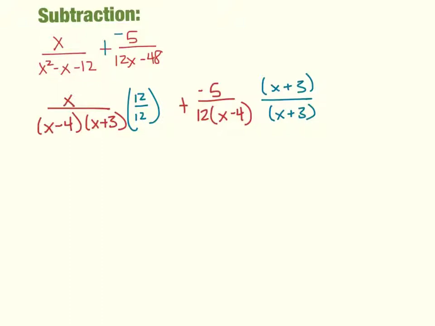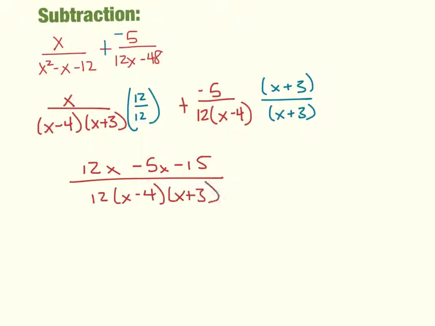Alright, we already know that the denominators are going to combine, so I'm going to go ahead and write this as one fraction. So over here on the left I have 12 times x is 12x. And on the right I have negative 5 times x plus 3, so minus 5x minus 15 all over 12 times x minus 4 times x plus 3. I combine like terms in the numerator. I have 7x minus 15 over 12 times x minus 4 times x plus 3.